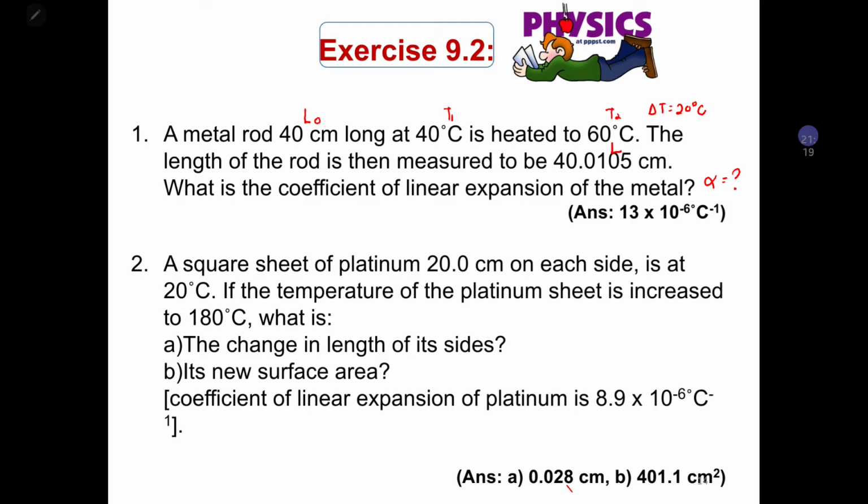Second one, this is the side, so this is the value of L. T1 is equal to 20 degrees, T2 is equal to 180 degrees, so delta T is 160 degrees. They want the change in length, delta L, and the new surface area. Given the value of alpha, please try it yourself at home.